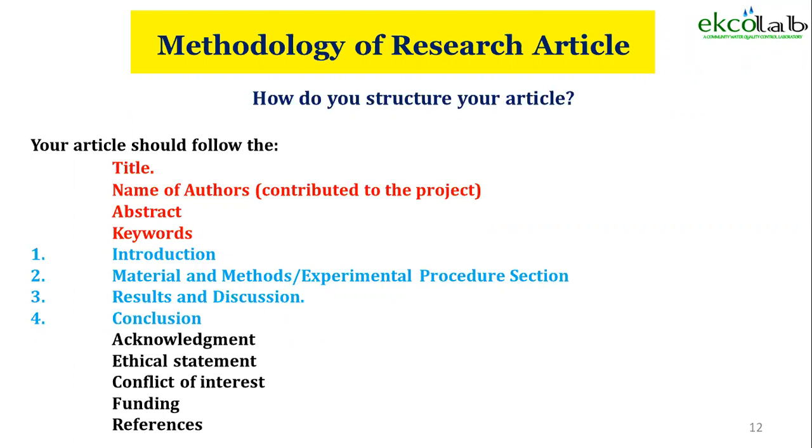The main structure of the article, which I cited here, is divided into some sections. Title, after the title you should have the name of the author, abstract, keywords, and then we have the main sections of the article, which I numbered. One is introduction, second is material and method, the experimental procedure section, third is result and discussion, fourth is conclusion, then acknowledgement, ethical statement, conflict of interest, funding, and references. But we will talk more about these four titles: title, name of the author, abstract, and keywords, which I marked in red color. They are very compulsory for writing the article.